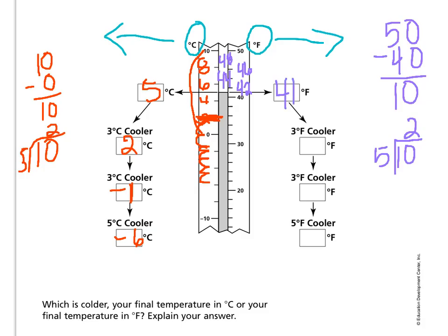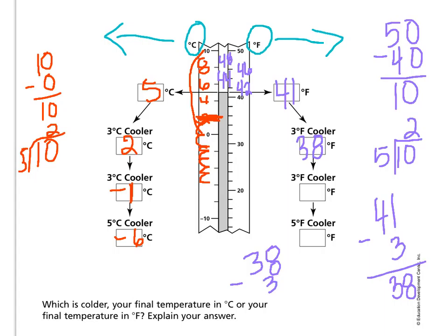3 degrees cooler would be 41 minus 3. And I know that that would be 38 degrees Fahrenheit. I then have 38 minus 3 to have it even cooler, and that would be 35 degrees Fahrenheit. And then 35 minus 5 degrees cooler would be 30 degrees Fahrenheit. Remember to show all of your work.